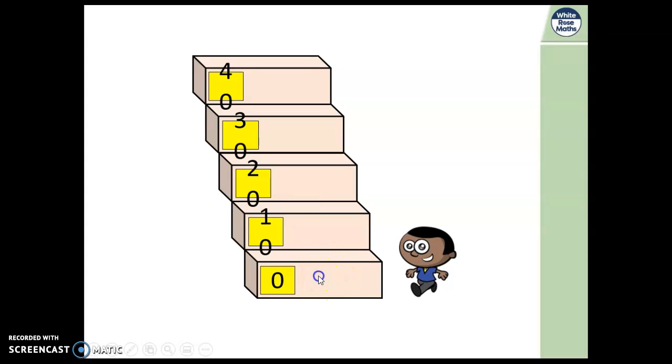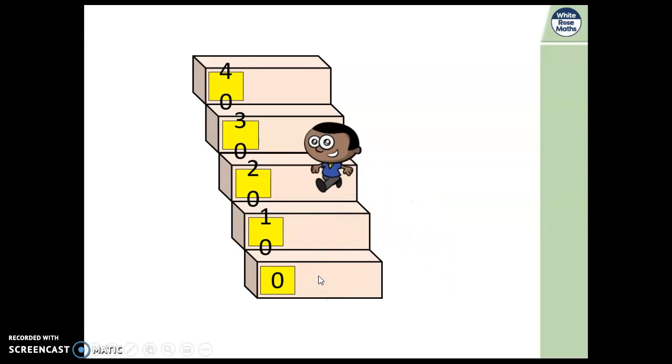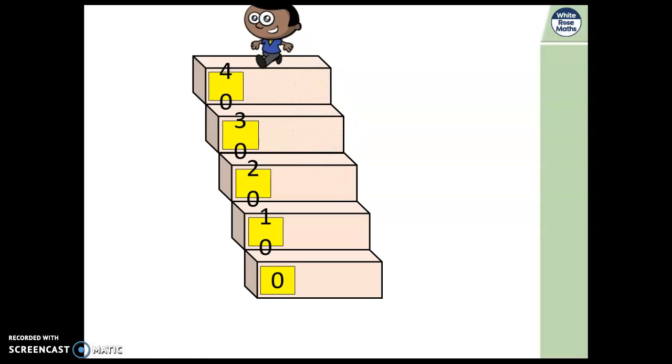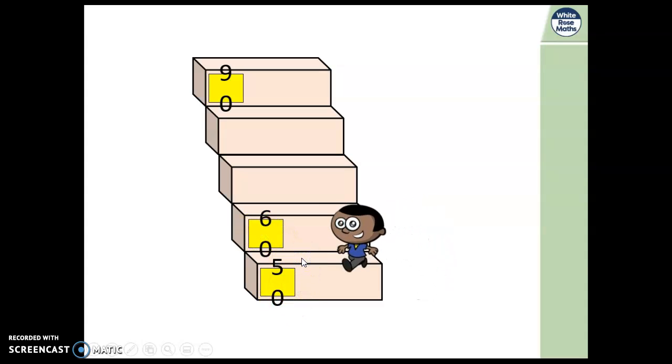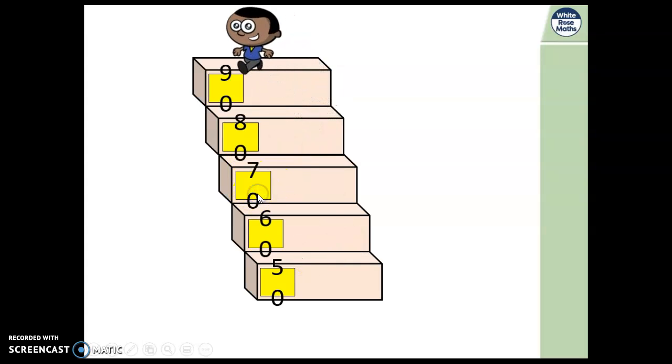If we looked at this question here, we're going up in steps. Is it 0, 10, 20, 30, 40? Okay, it's counted in steps of 10. So now we look at this. What are the missing steps? If he's counting in tens, 50, 60, 70, 80, 90. So the missing numbers are 70 and 80.